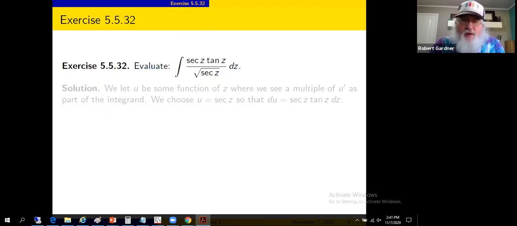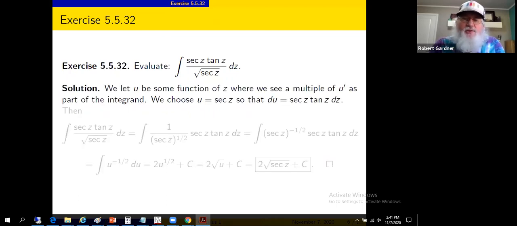That's my verbiage, by the way. But I'm happy to see secants and tangents together. If it wasn't, I'd have to modify things. All right, same strategy. We want u to be some function of z this time, where we see a multiple of u prime as part of the integrand. Let's choose u to be secant of z. Then the derivative of secant is secant tangent, and there's a secant tangent right there.